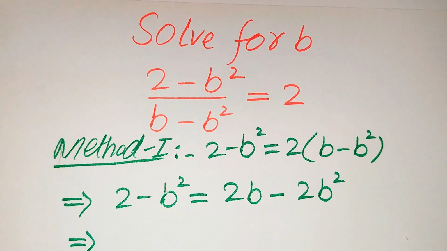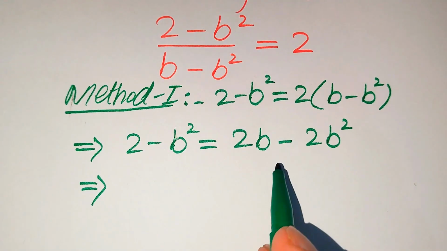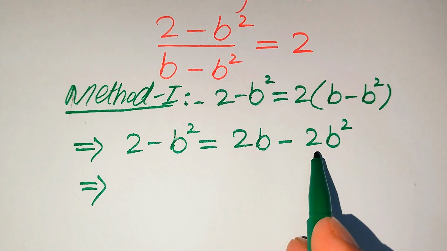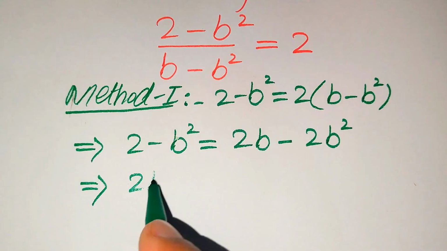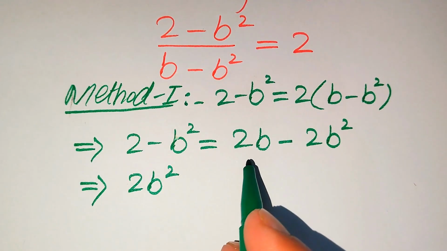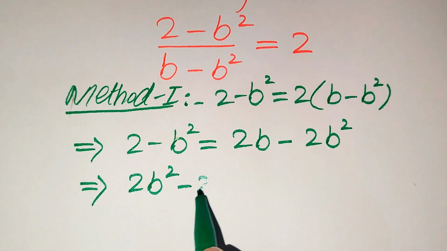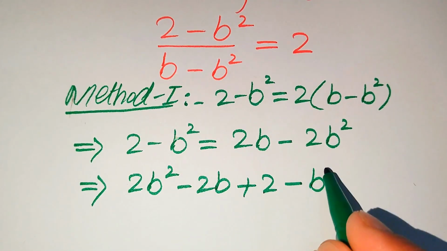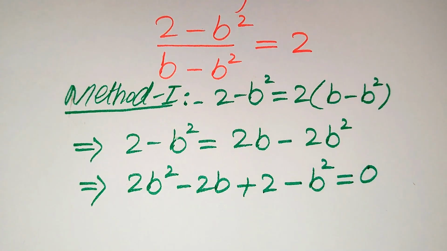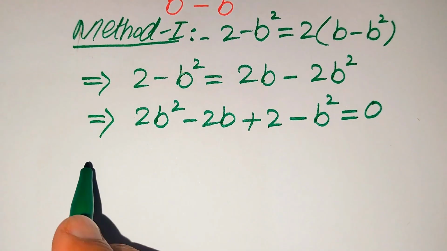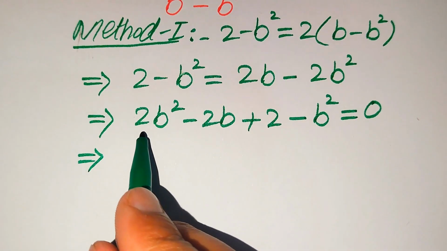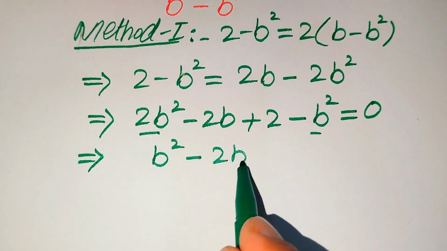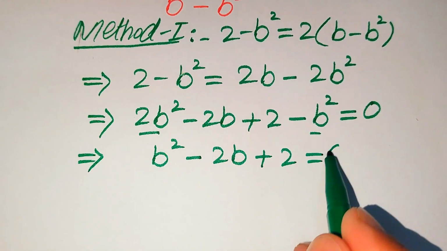And now further in the next step we move the value 2b − 2b² from the right hand side to the left hand side. It will be written as, this is −2b², when we move it to the left hand side it becomes +2b², this is +2b and becomes −2b, and this is +2 − b², and this whole equation is equal to 0. And now in the next step we add or subtract the like terms: 2b² − b² becomes b², and this is −2b + 2, and this whole equation is equal to 0.